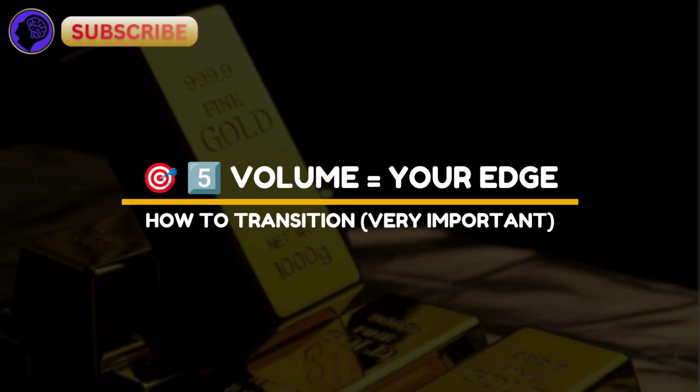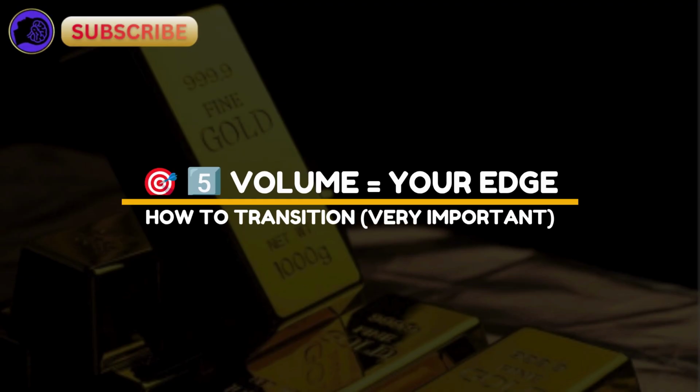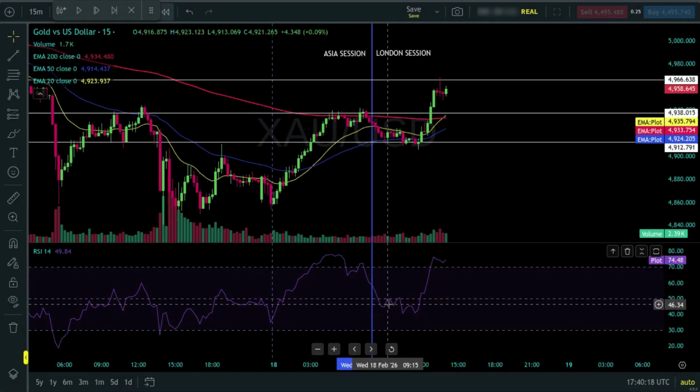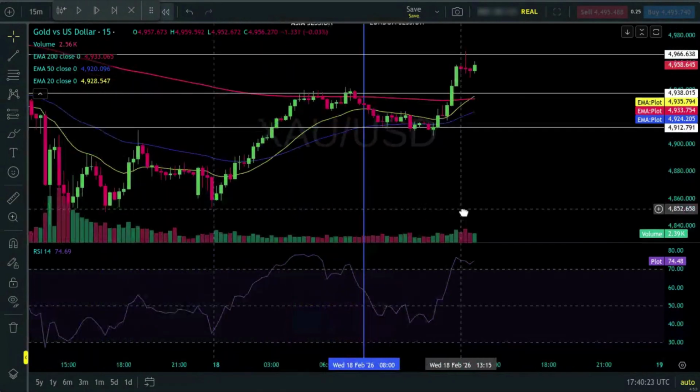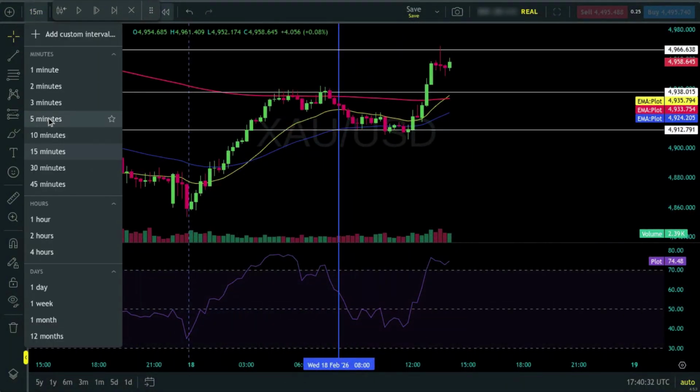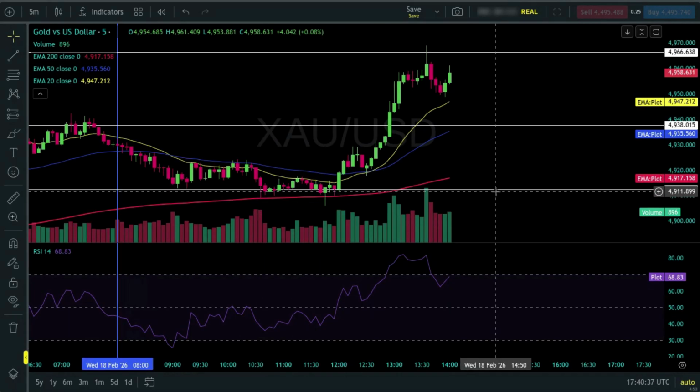Volume. How to transition, very important. Now, we understand the trend on the 15-minute chart. And we saw how RSI behaves during the pullback. But I don't enter yet. Now, I shift to a lower time frame to find a precise entry. Now, this is the most important part of the entry.